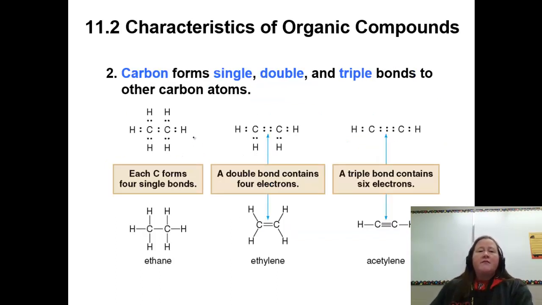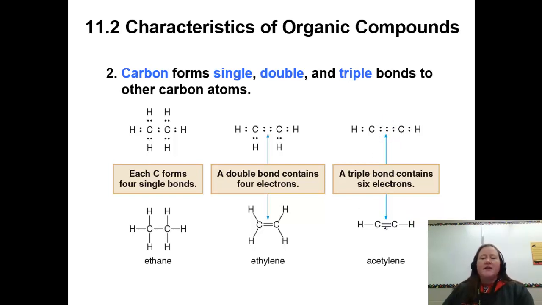Alright, so here are some examples of where we have single and double and triple bonds. Between these 2 carbons right here, we have a single bond. That single bond is represented by that single dash. Here we have 2 pairs of electrons being shared, so that is a double bond, and we draw double bonds like this. Here we have 3 pairs of electrons being shared, and we draw triple bonds like this.